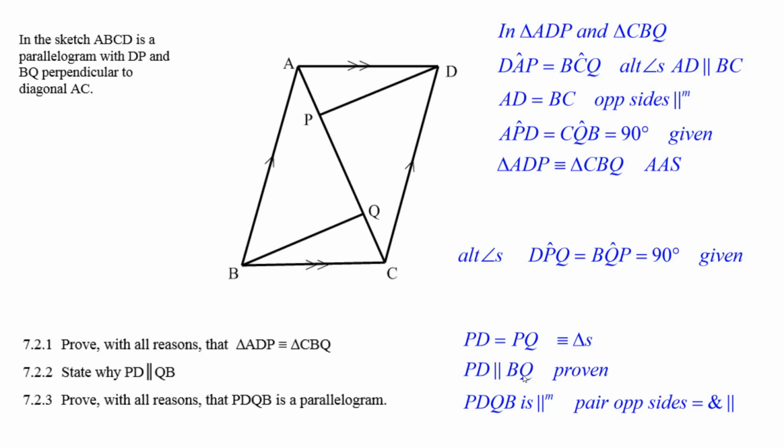And PD is parallel to BQ. We just proved that. Well, then we can say PDQB must be a parallelogram, because then we have a pair of sides that are equal in length and parallel. And that's one of the conditions, one of the proofs for a parallelogram. So there we go.